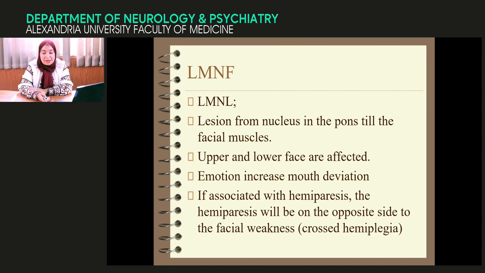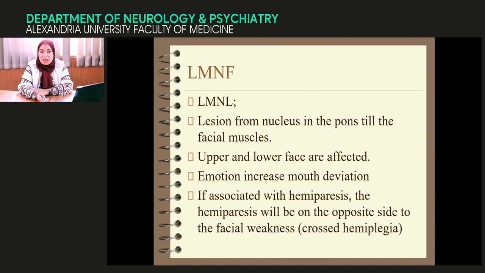Regarding lower motor neuron palsy, as we said before, upper motor neuron is from the cortex until before reaching the nuclei, and lower motor neuron is from the nuclei until it reaches the facial muscle. If there is a lesion from the nuclei in the bones to the facial muscles, it is called lower motor neuron palsy. In this condition, the upper face and lower face are both affected. With emotional expression, if I tell the patient a joke, he will laugh, and in upper motor neuron it improves the deviation of the mouth.